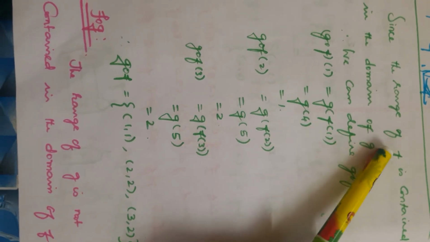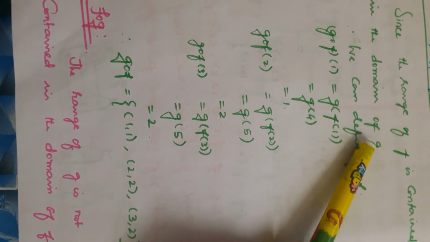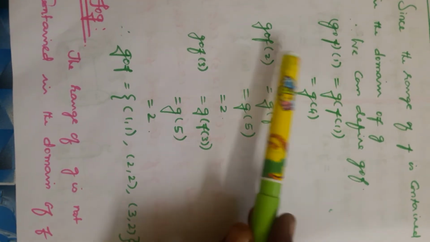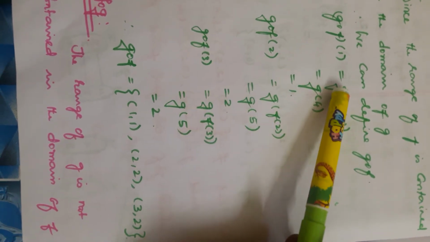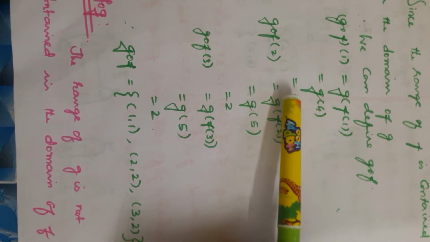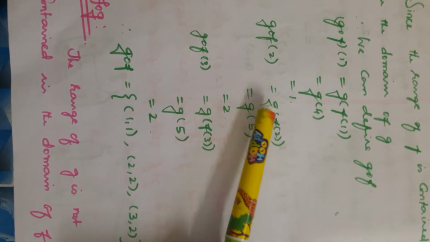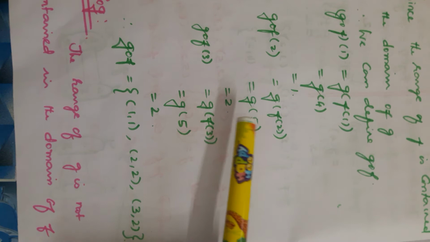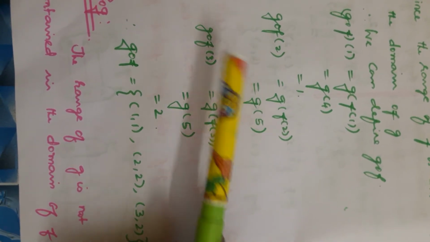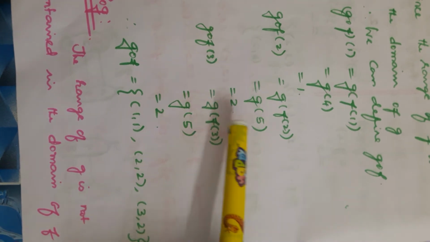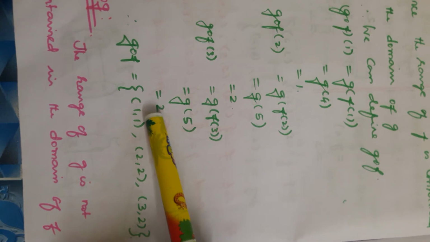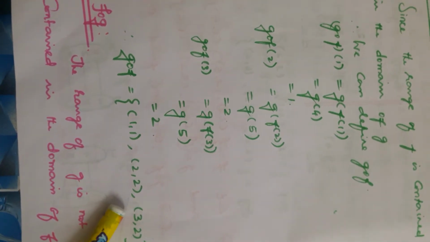Since the range of f is contained in the domain of g, we can define g composite f. Your f, you have the numbers 1, 2, 3 again. So that will be g of f of 1. Your f of 1 value is 4 and g of 4 value is 1. Like that, g composite f of 2 is g of 5, and g of 5 value is again 2. And g composite f of 3 is g of f of 3, that is equal to g of 5, that becomes 2. So g composite f is completed.